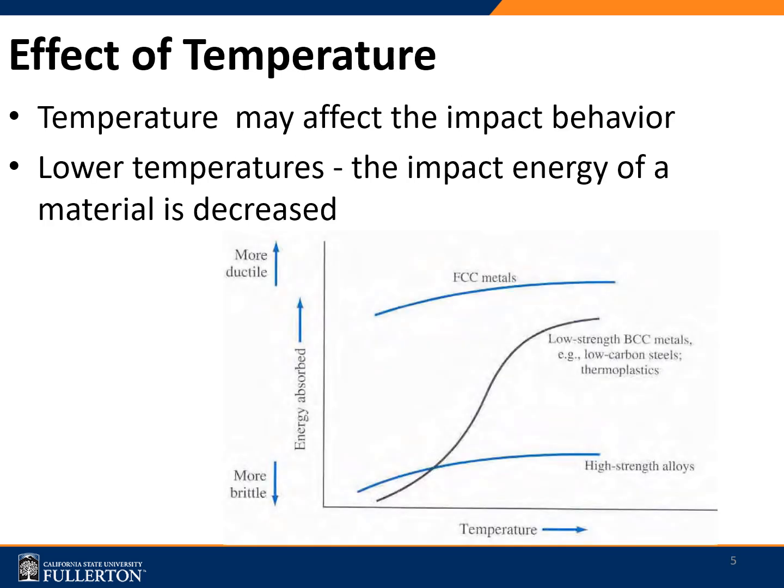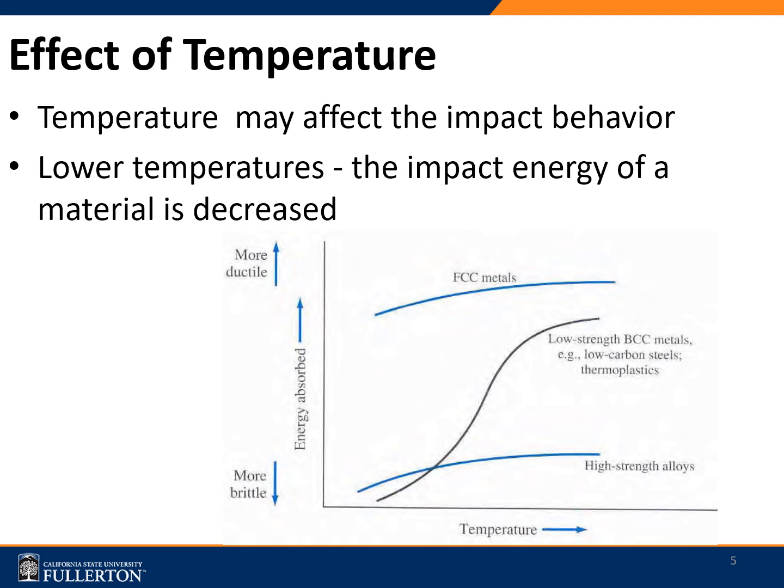Coming to the effect of temperature. At the beginning of this video, I mentioned that the temperature has something to do with brittle fracture. If you take a look at this graph over here, you could see three different materials being shown. The bottom material is a high strength alloy, and then we have the low strength alloy. We can take an example of low carbon steel, and then on top we have an FCC metal. FCC stands for face centered cubic metal. An example would be aluminum. The graph shows a relationship between the absorbed energy and the temperature.